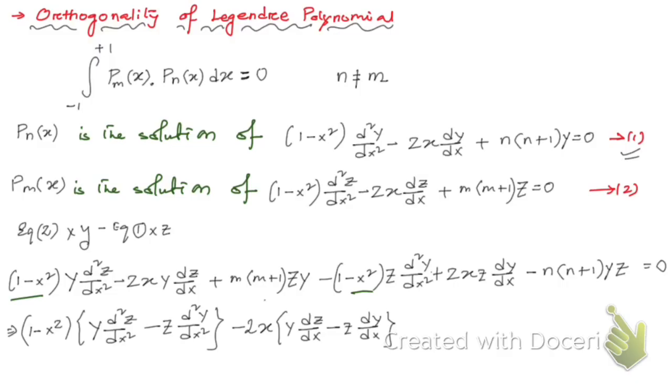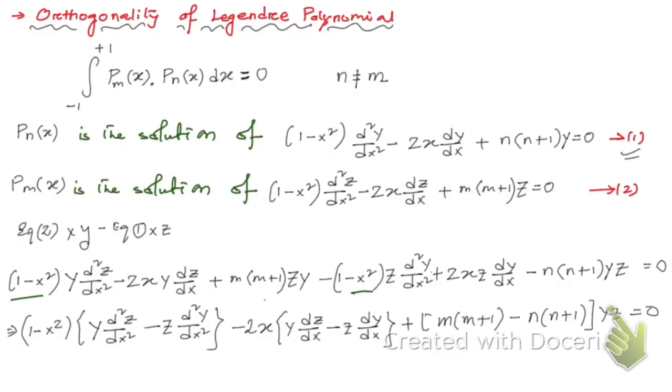Now at the end, here we have yz, here also we have yz. Let me take those two common as well, yz, and taking yz common, we end up getting m into m plus 1 minus n into n plus 1. So here we have taken y into z common, equal to 0.